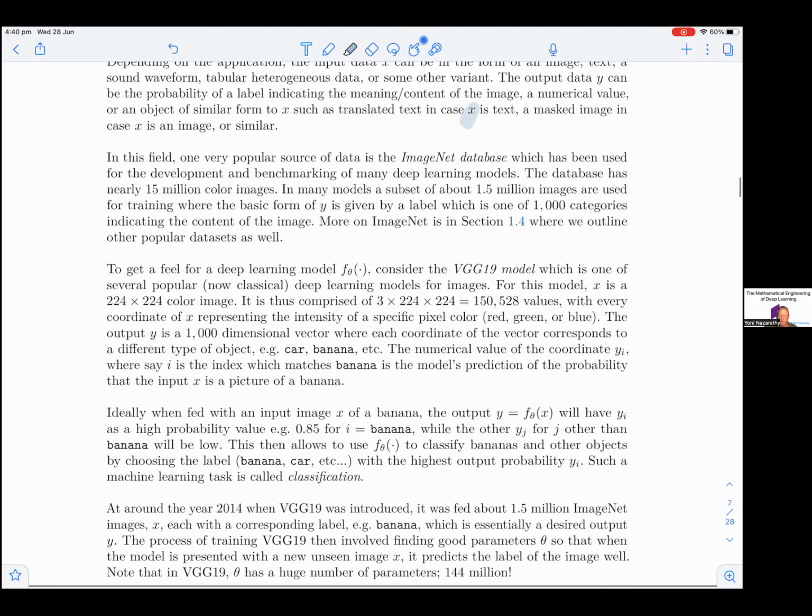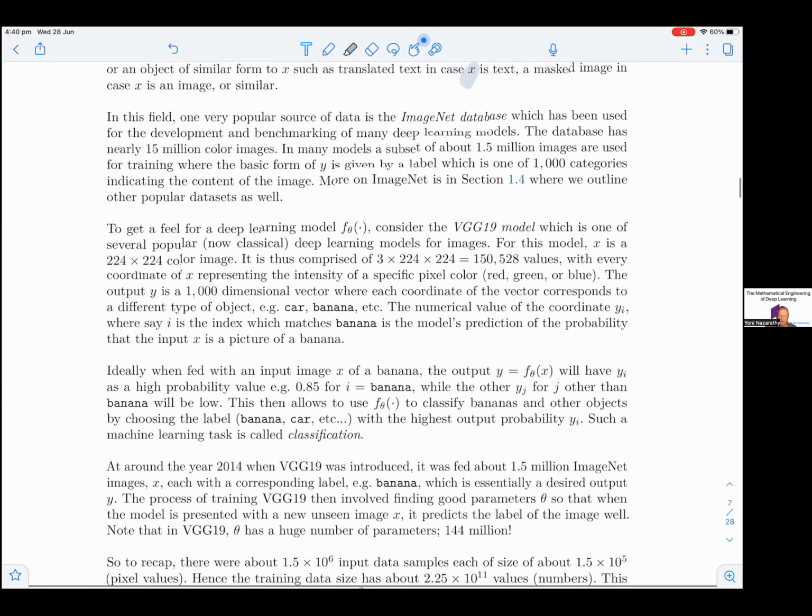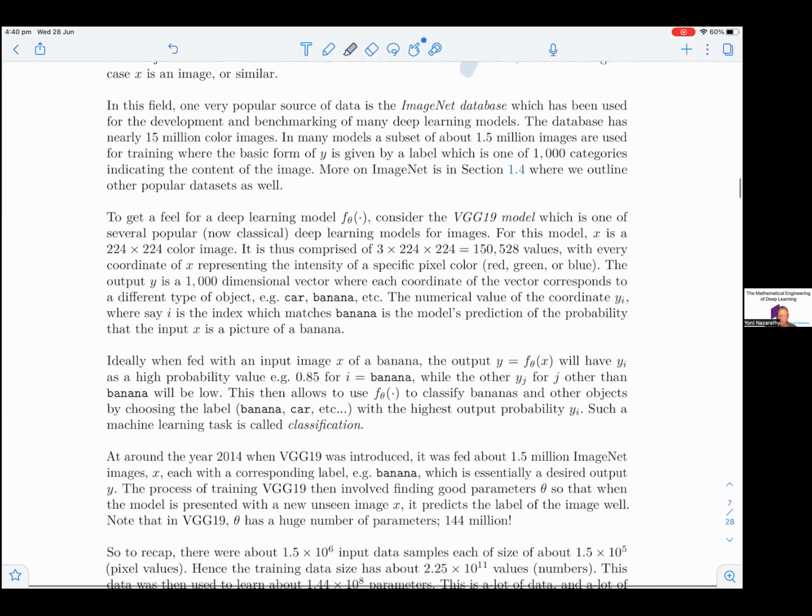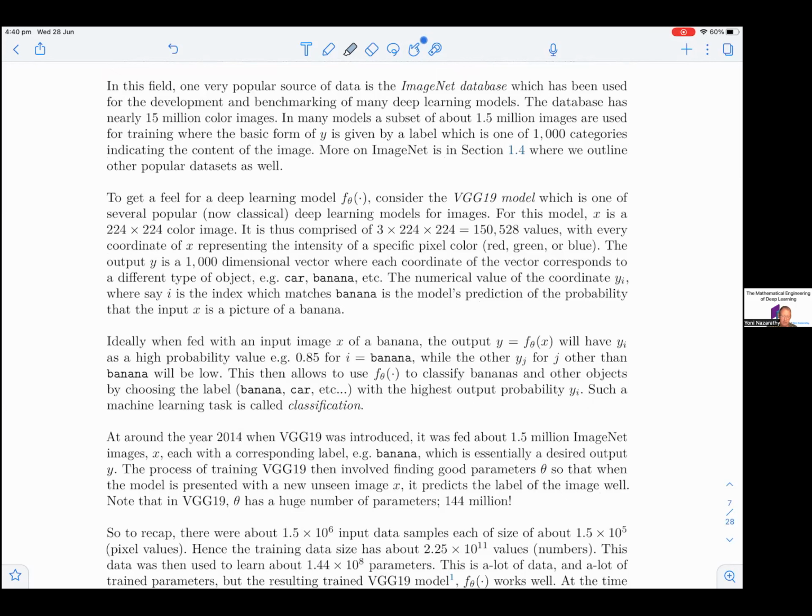In this field, one very popular source of data is the ImageNet database, which has been used for the development and benchmarking of many deep learning models. The database has nearly 15 million color images. In many models, a subset of about 1.5 million images are used for training, where the basic form of y is given by a label, which is one of 1,000 categories indicating the content of an image. More on ImageNet is in section 1.4, where we outline other popular datasets as well.